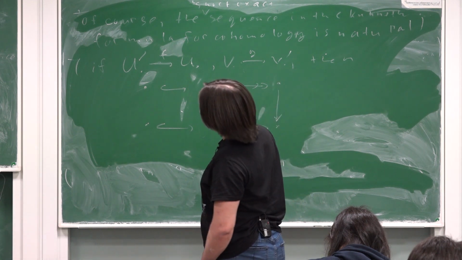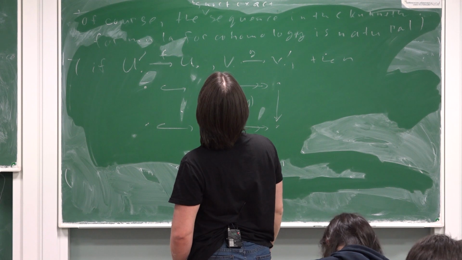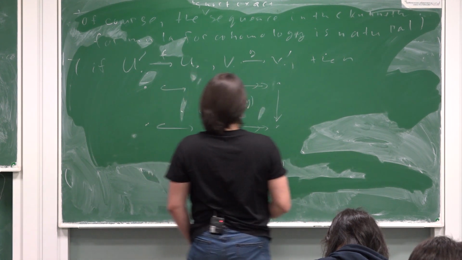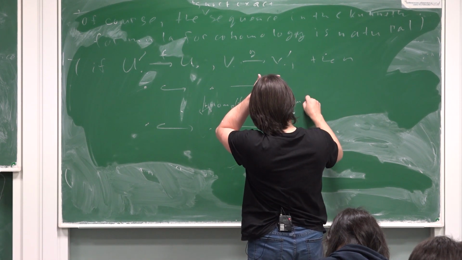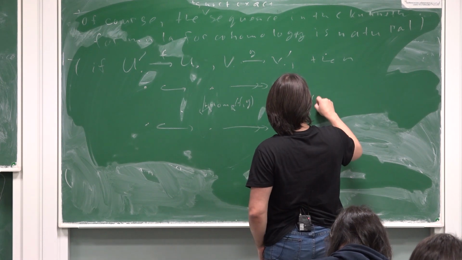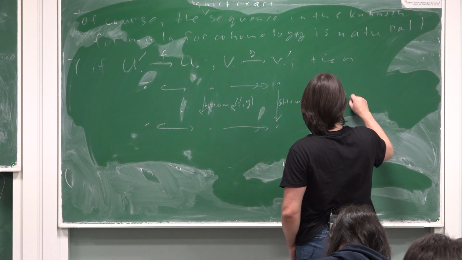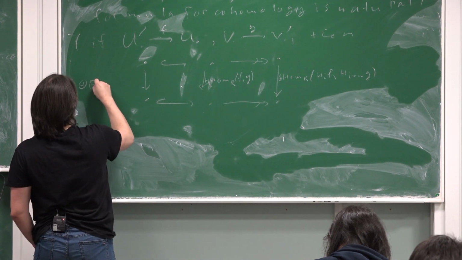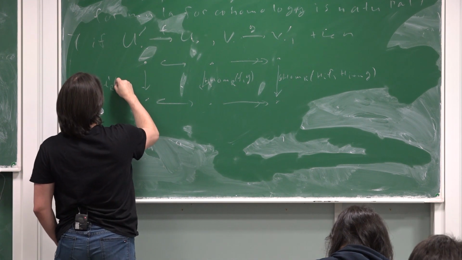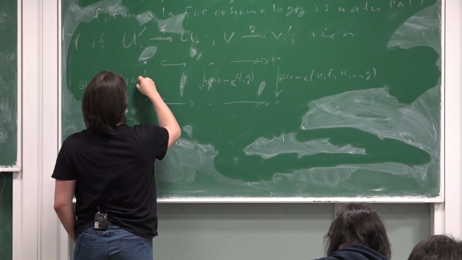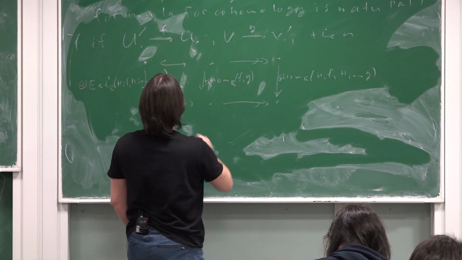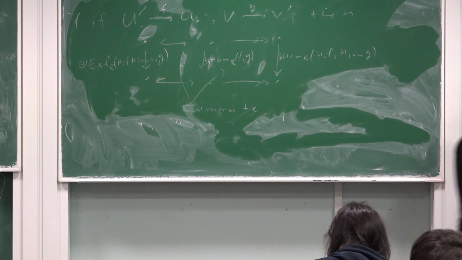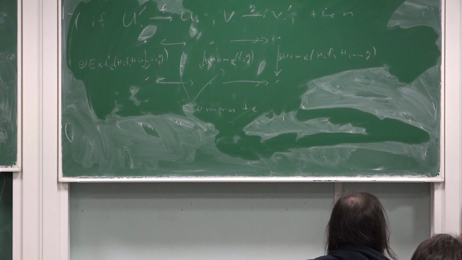Here we have, what do we have? Here we have Hom over R, H_i of f, H_{i+n} of g. Yes, and here we have the direct sum of Ext over R^1 from H_i f, H_{n+i+1} g, then these squares commute. And it again follows from the naturality of delta.